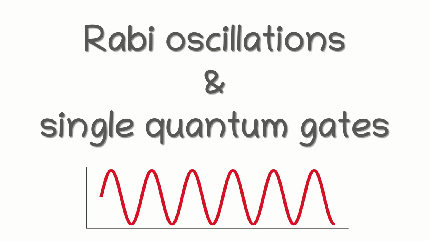Rabi oscillations and single quantum gates. Rabi oscillations are a fundamental phenomenon of quantum optics, a phenomenon that finds its applications in many practical problems of quantum mechanics. This video presents, in my opinion, one of the most elegant derivations of the Rabi oscillations, and shows how they are related to the execution of single quantum gates.